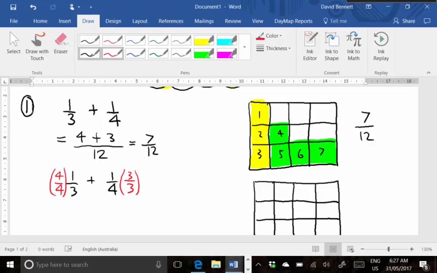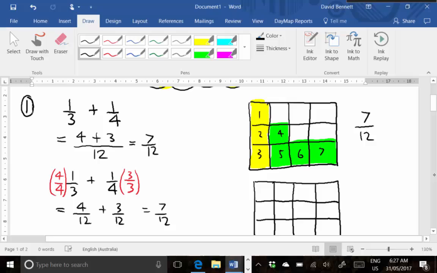So now when we do our work over here, that becomes equal to 4 on 12 plus 3 on 12, which will give us an answer of 7 on 12. So it doesn't really matter which way you do that. The process will get you the same answer. You're just going to find a technique that's going to work for you.